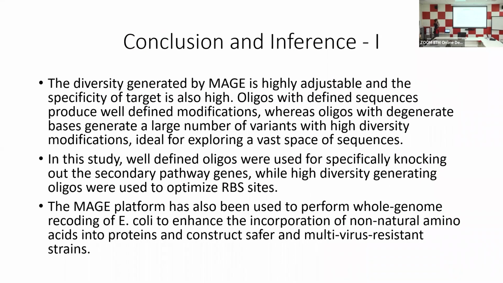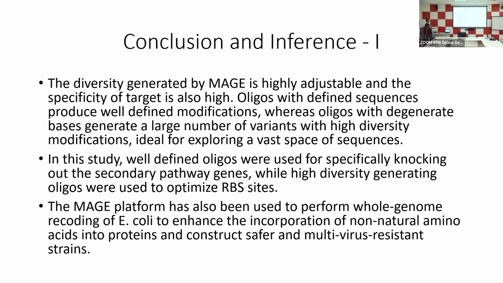So concluding, the diversity generated by MAGE is highly adjustable and the specificity of the target is also high. So basically, when we need to generate a high variation in sequences, we use highly degenerate oligonucleotides. While if we need to specifically engineer some sequence inside the genome, then we use highly specific oligonucleotides. And they used a similar thing here. They used well-defined oligonucleotides for specifically knocking out the secondary pathway genes, the four colored ones, while the high diversity generating oligos, which are highly degenerate ones, were used to optimize the RBS sites. So this way you can sort of optimize between specific and degenerate.